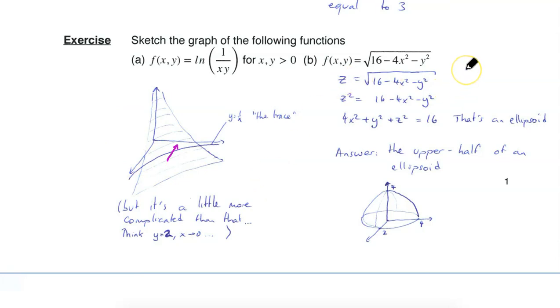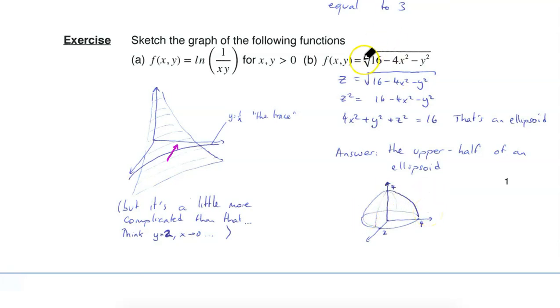The graph of f of x and y equals the square root of 16 minus 4x squared minus y squared can be rewritten, well, the expression can be rewritten here if we take the square, and we get something that we recognize eventually: 4x squared plus y squared plus z squared equals 16. That's an ellipsoid. By just looking at the intersection with the x-axis, the y-axis, and the z-axis, we can find the intersection and it will help. So it would intersect the x-axis at x equals 2, the y-axis at y equals 4, and the z-axis at z equals 4. And so we can sketch the ellipsoid.